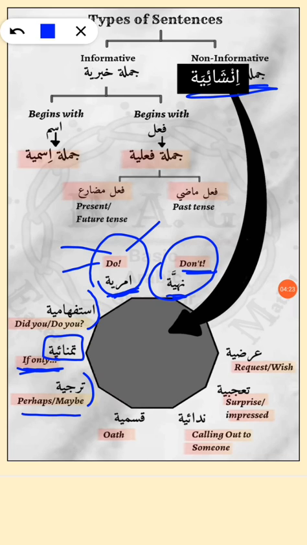Or did you go, or did you, all these things. So did you go and, I don't know, have an ice cream? So yeah, maybe I'll go today. So this is not information, but the other thing: non-informative, or simply jumla inshaiya. And what falls under the category of jumla inshaiya? Jumla tarjiyah. Next we have qasmiya.